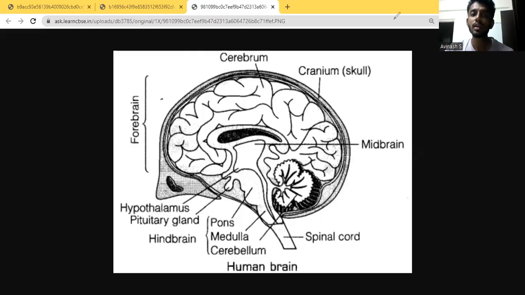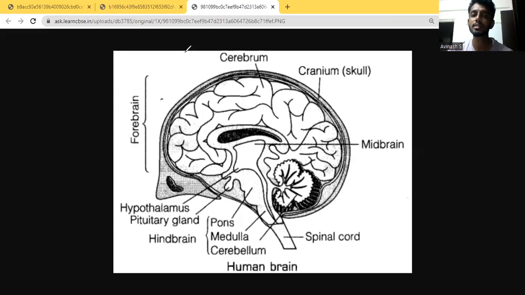Now let us try to learn about the human brain. This is a very important part of this chapter called control and coordination. Whenever we say control and coordination, the human brain would obviously be a very integral part, because that is where all the core thinking happens. So this is the diagram that is given in the textbook. Let us first try to understand the diagram.